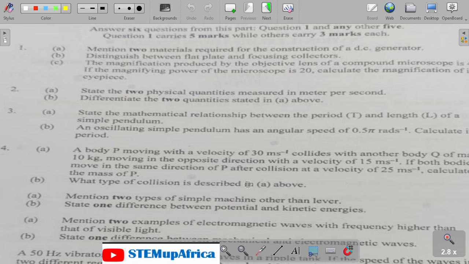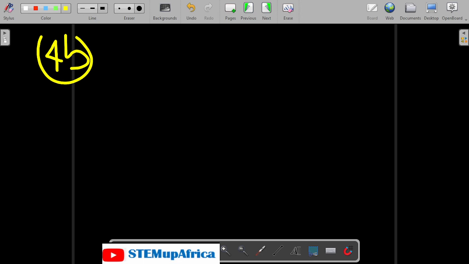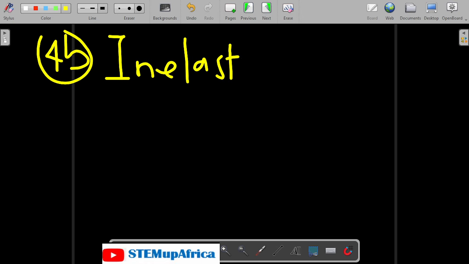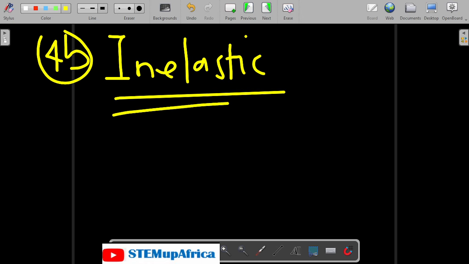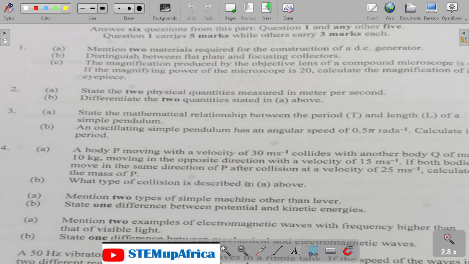What type of collision is described in A above? We know we have two types of collision. We have elastic and inelastic. So when the bodies stick together and move with a common velocity, it's an inelastic collision. So for B, the collision is inelastic. Although they didn't ask us to state why, you just state the collision is inelastic. So let's go to question 5.